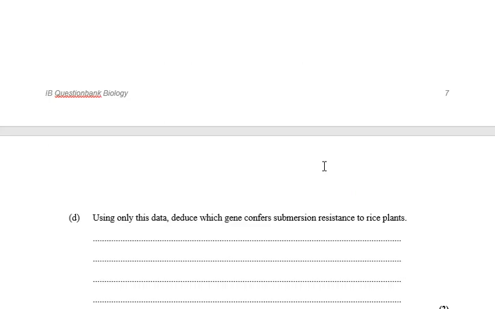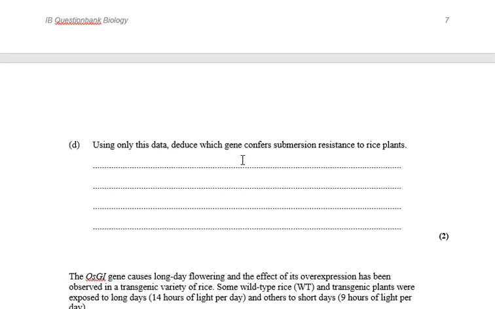And then it says, using only this data, deduce which gene confers submersion resistance to rice plants. So which of the 3 genes can be used to confer that submersion resistance to rice plants? So when it says deduce, this is our buzz term. Deduce, again, is quite a complicated idea. It means reach a conclusion from the information given. Reach a conclusion from the information that you're given. So what information do we have?